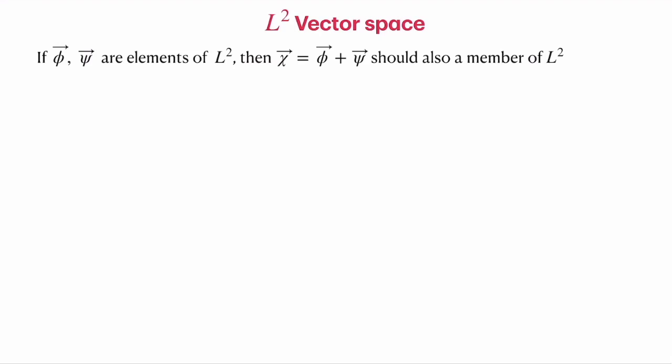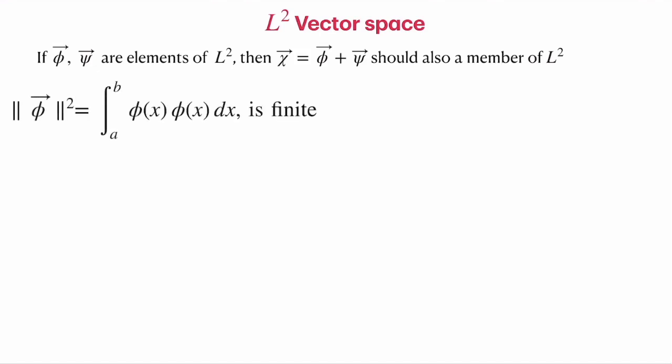Let phi and psi be elements of L2. Then let's define chi equal to phi plus psi. So we have to show that this is also a member of L2 space. Phi being a member of L2 space, the integral would be finite, and psi being an element of L2, whose integral or norm is also finite.